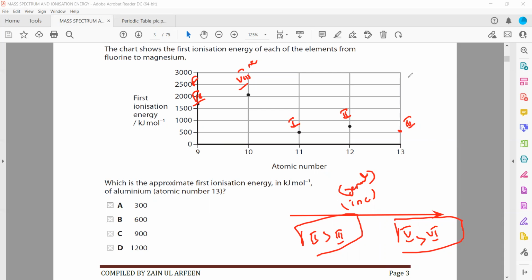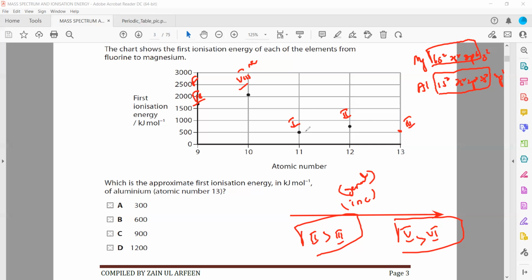Why it is not higher, as we already discussed, like when I write the electronic configuration for magnesium, it is 1s2, 2s2, 2p6, 3s2. And for aluminum, it is 1s2, 2s2, 2p6, 3s2, 3p1. So aluminum is having more inner electrons, so greater shielding effect as compared to magnesium. That's why for aluminum, we need a smaller amount of energy.